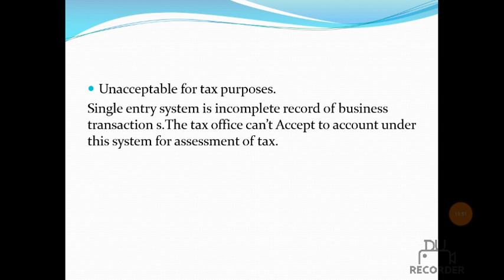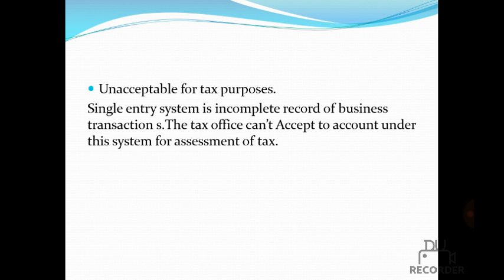Another point is that it is unacceptable for tax purposes. The single entry system is an incomplete record of business transactions. The tax office cannot accept the accounts for assessment of tax. It doesn't record all the transactions of the business. It doesn't give accurate financial information of the company, such as how much profit was earned. We don't know how much capital is in the business, how much liabilities and assets there are. That's why the tax officer can't accept it for tax assessment.